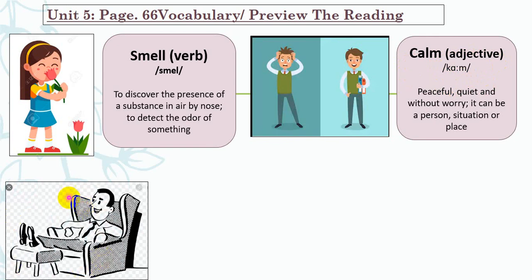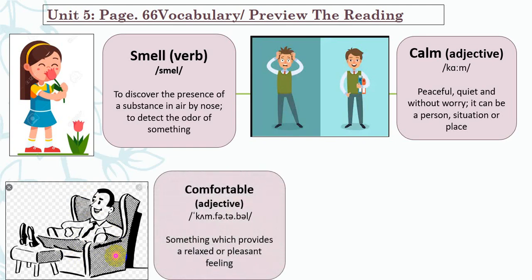Okay, so what do you see here in this picture? There's a man and he looks upset or happy. No, he looks very happy. He's smiling. He's happy, as if he's enjoying sitting on this couch. Okay, so this is comfortable. This is something which provides a relaxed or pleasant feeling. It's an adjective. This word comfortable is describing the sofa, that it is providing a very relaxed and pleasant feeling, which we can see from his face.